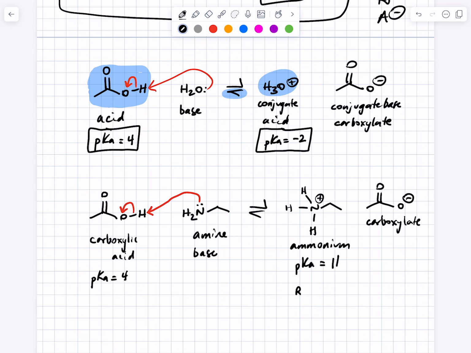The number you would have been looking for would have been this one on the table, or I think it's written out RH2NH with a plus. Okay, so which is the strongest acid, the ammonium or the carboxylic acid? Yep, because the pKa is lower by a factor of 10 to the 7. So the strongest acid loses its proton. That means the right-hand side is favored.